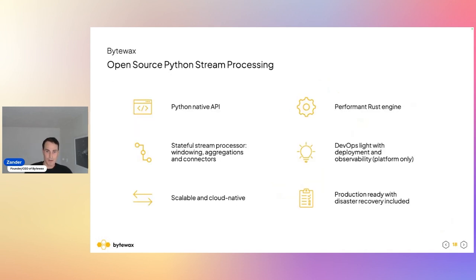So what are the features that make Bytewax possible? First, we have the Python native API. It's built on a Rust engine, actually built on top of an open source project called Timely Dataflow. It gives you stateful streaming capabilities. That's what you need in order to do joins, windows, aggregations, or have stateful connectors that have an idea of where you are, like track your progress.